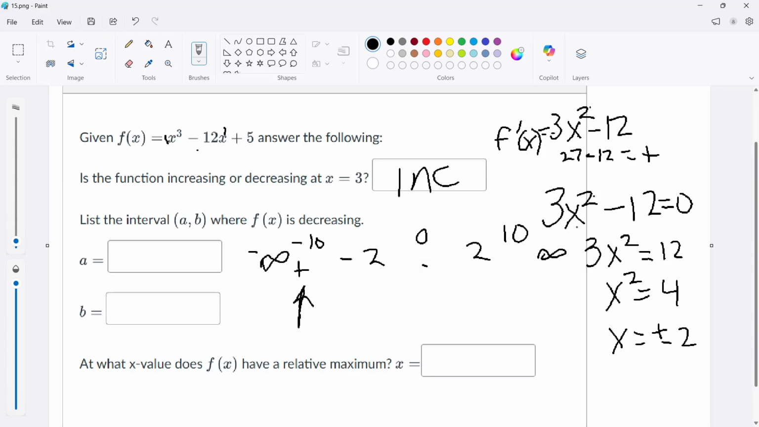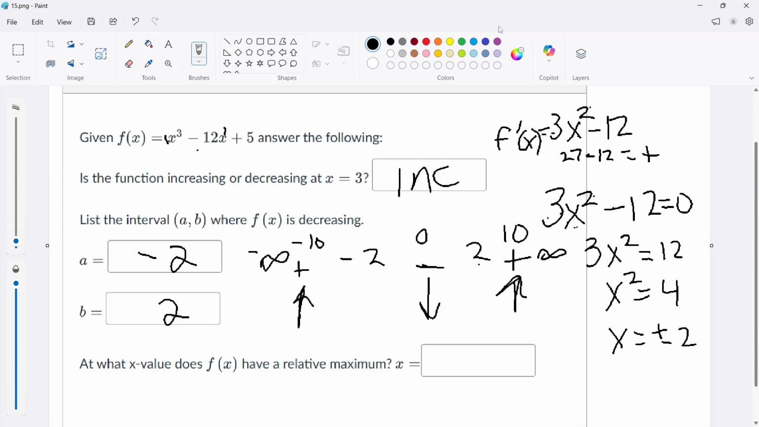This one is probably going to be decreasing, but I'll just double check it. 0 squared is 0. 3 times 0 is 0. Minus 12 is negative. It is decreasing. There it is. List the interval where it is decreasing: negative 2 to 2. And then I'll use 10 from 2 to infinity. 10 squared is 100. 3 times 100 is 300. Minus 12 is positive. So this is positive, increasing.